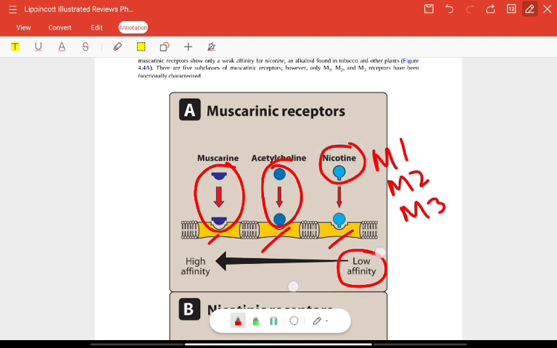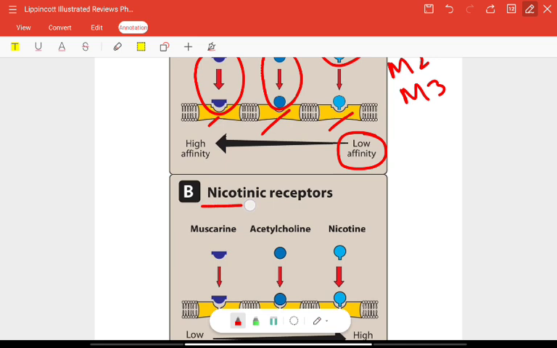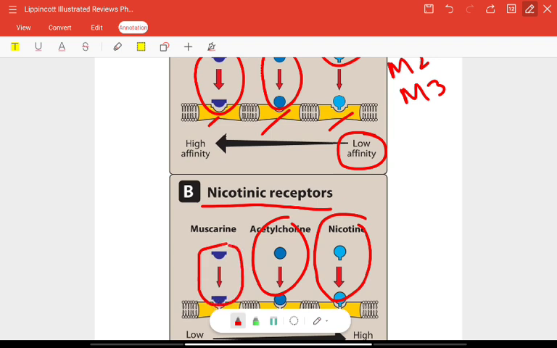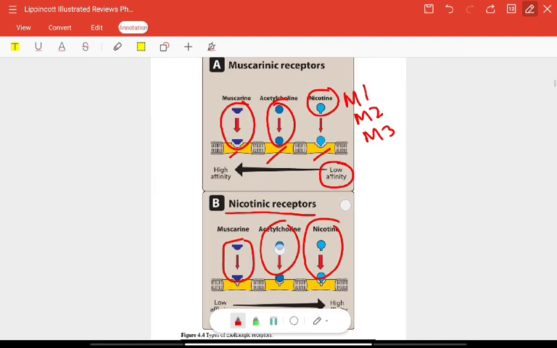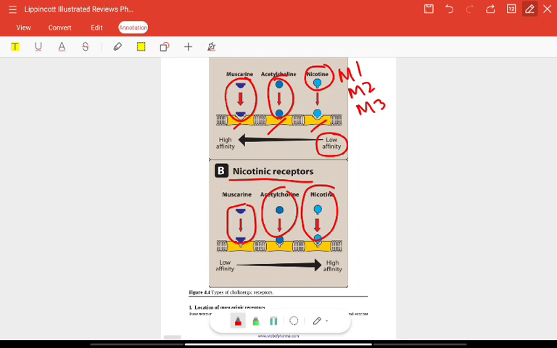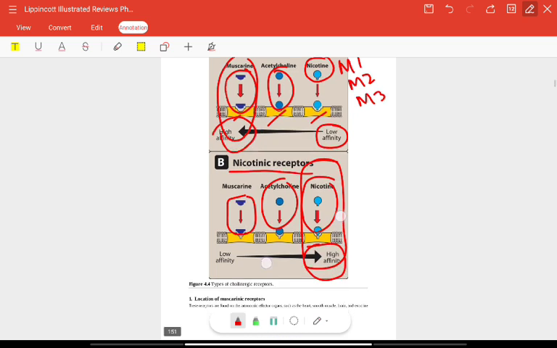But the other type of receptor, that is nicotinic receptors, here nicotine binds to the receptor, acetylcholine also binds, and low affinity towards muscarine. You can see here muscarinic receptors bind to muscarine, nicotinic receptor binds to nicotine, high affinity towards these.